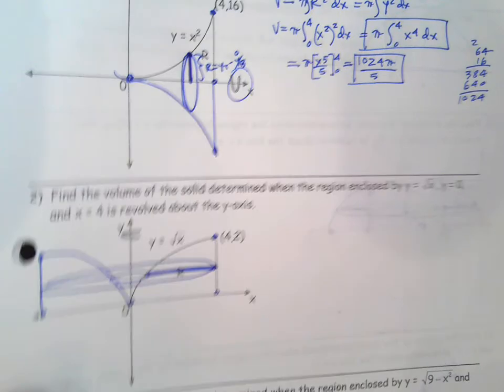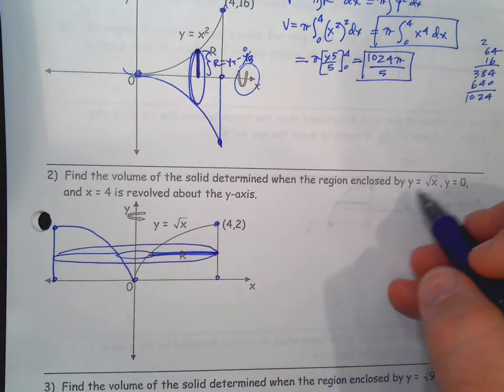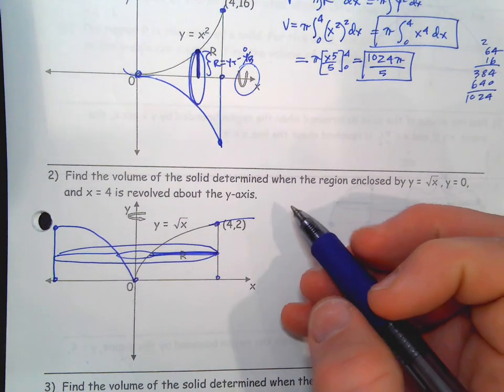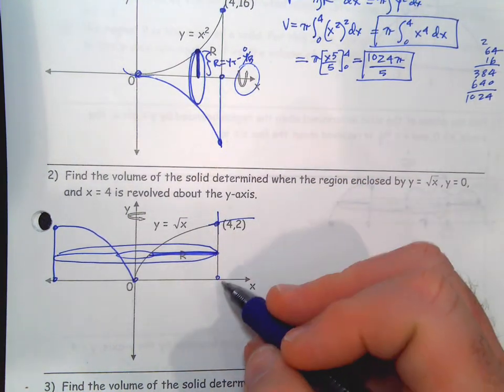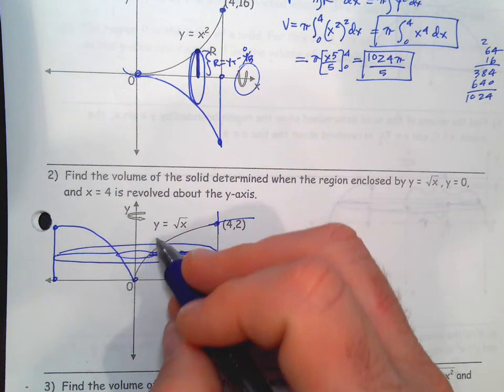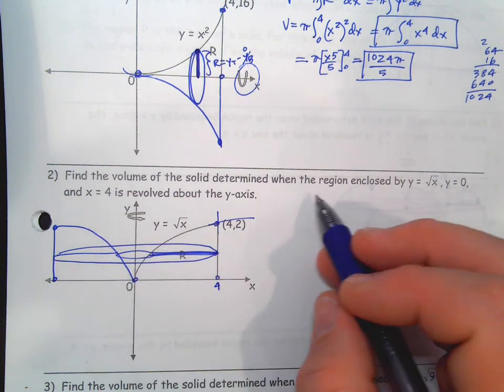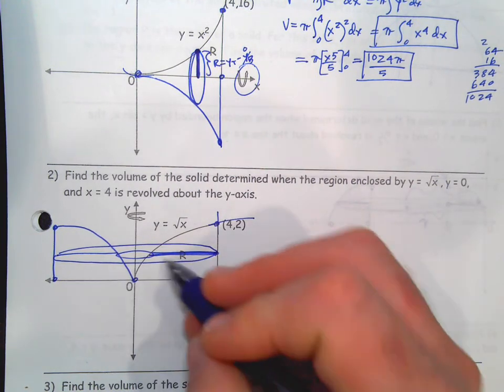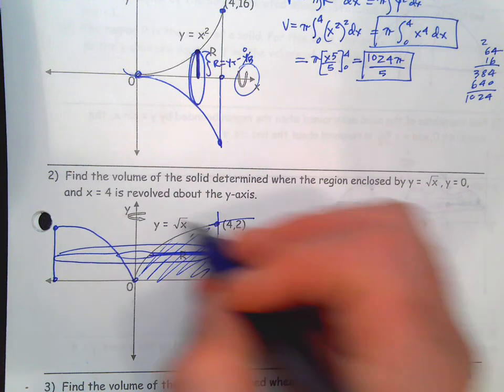Okay, next one. Volume of a solid. Region is y equals the square root of x, top half of a sideways parabola. x equals 4, vertical line. And the y-axis, y equals 0 is this. So this is a region. I'm going to spin it around the y-axis.